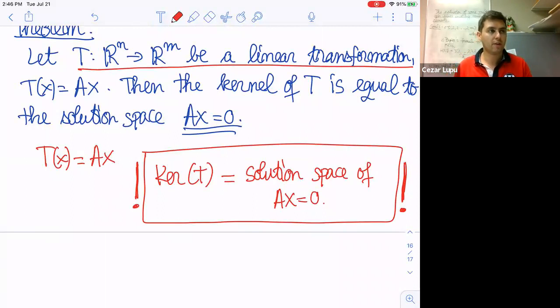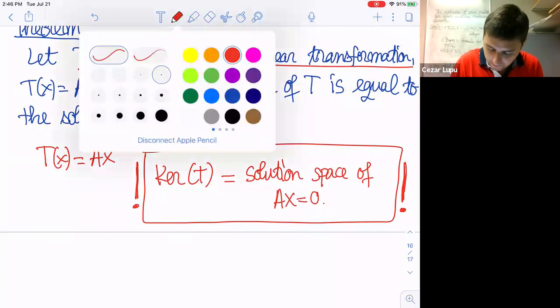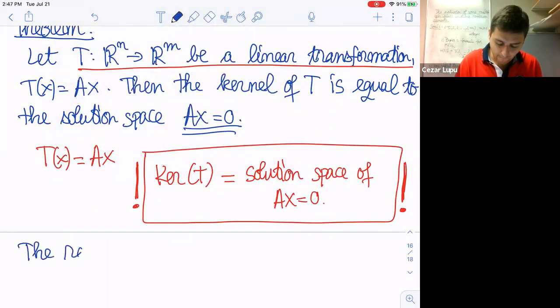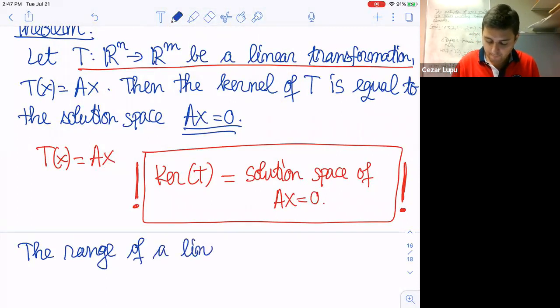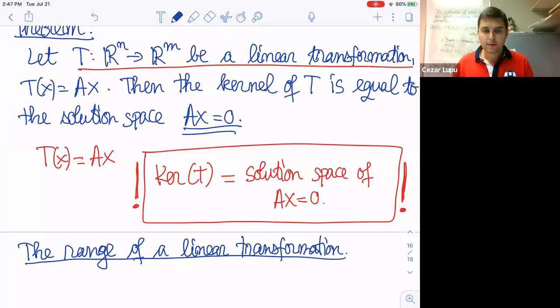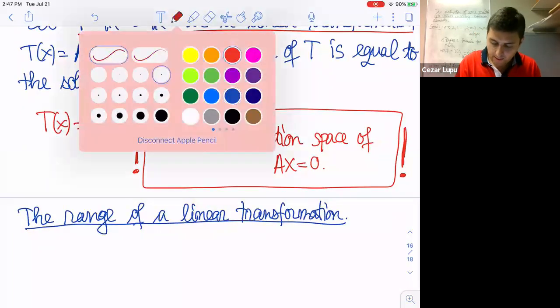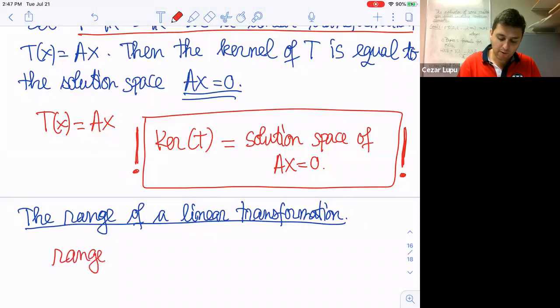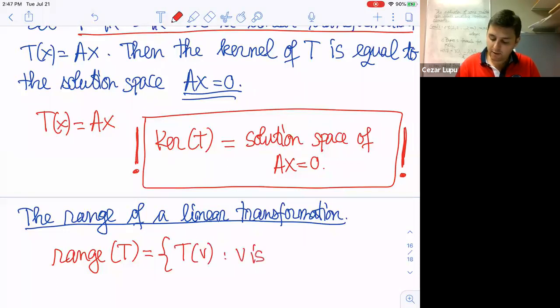Now I want to talk about something else, the range of a linear transformation. It's very important also to know the range of a linear transformation. The range of T will be the set of all T of v, such that v is a vector in my vector space V. That is the range of T.